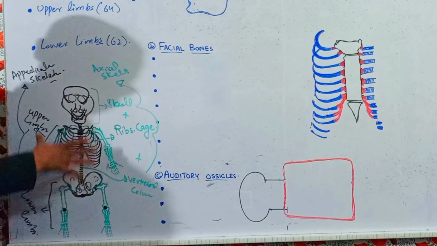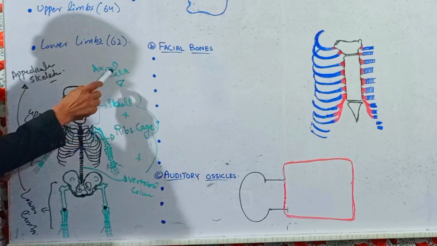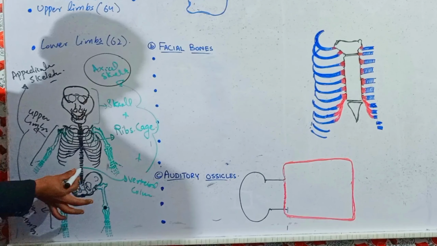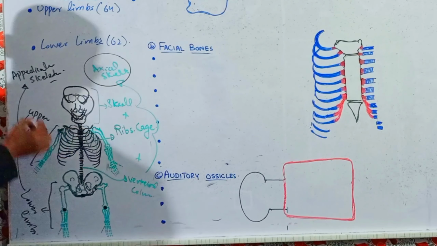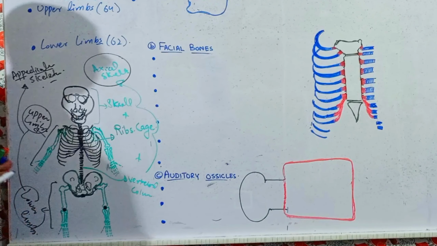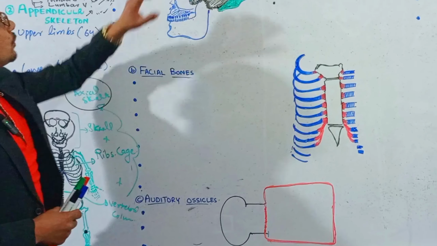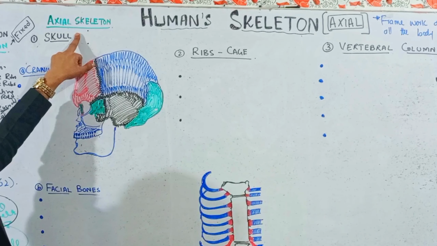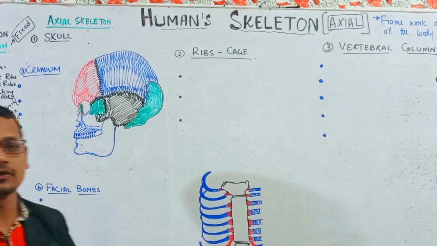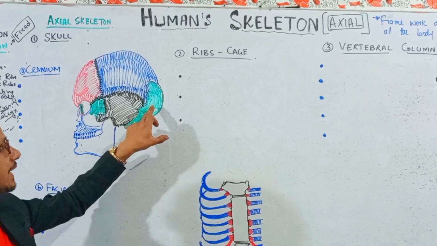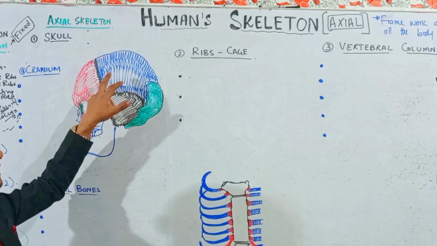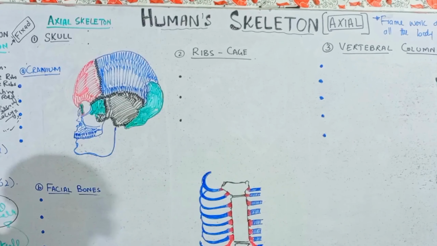In this diagram, this is the human skeleton. The black parts show the axial skeleton, which further has the skull, ribs cage, and vertebral column, and the green parts show the appendicular skeleton, which is composed of upper limbs and lower limbs. Right, now we will start the axial skeleton and discuss all its bones. In this video, we will first focus only on the names and location of the axial skeleton bones. After that, we will discuss the bones one by one in further lectures.